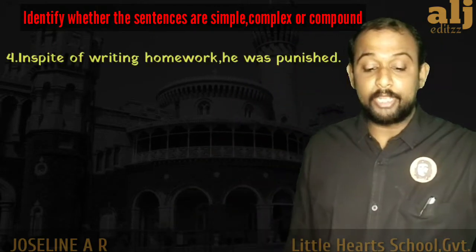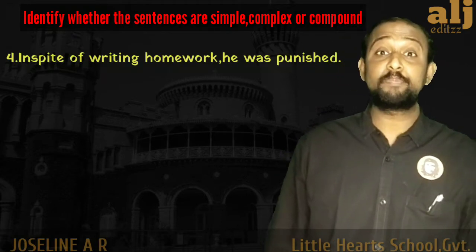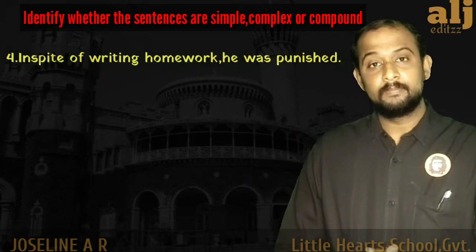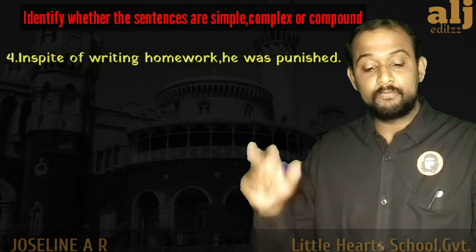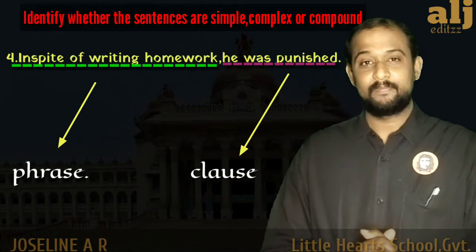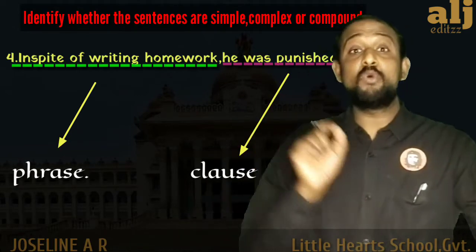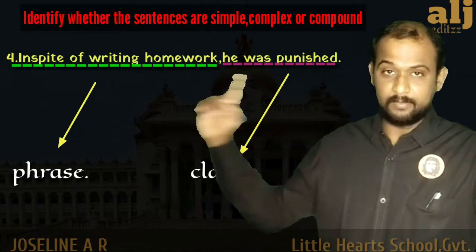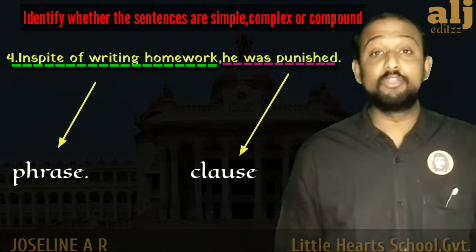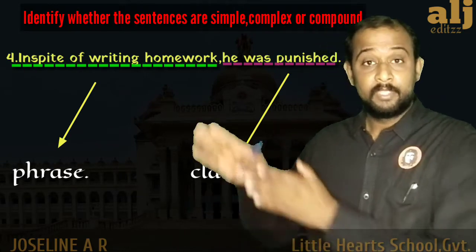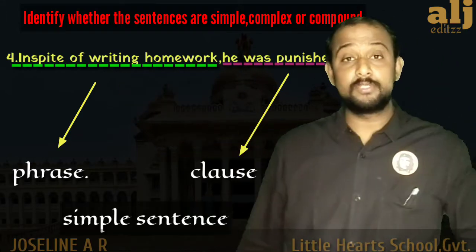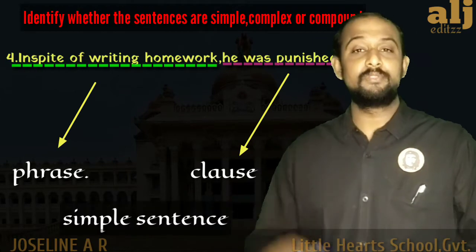In spite of writing homework, he was punished. How many clauses do we have here in the statement? Watch carefully. In spite of writing homework is not a clause, it is a phrase. But the actual clause is here: he was punished. We have only one clause here. In spite of writing homework has no subject-verb combination. It is a phrase, whereas he was punished has a subject-verb combination. It's a clause. So a sentence containing only one clause is known as a simple sentence. So this is a simple sentence.